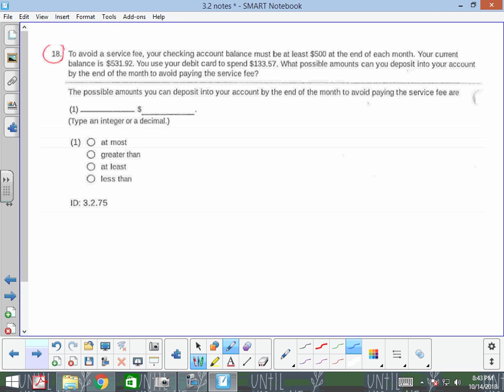All right, and last one. To avoid a service fee, your checking account balance must be at least, okay, greater than or equal to $500 at the end of each month. Your current balance is $531.92. You use your debit card to spend, so when we spend money, we're subtracting that, $133.57.